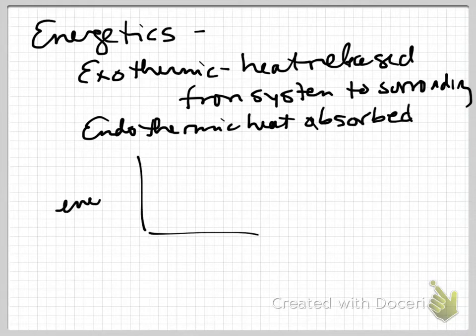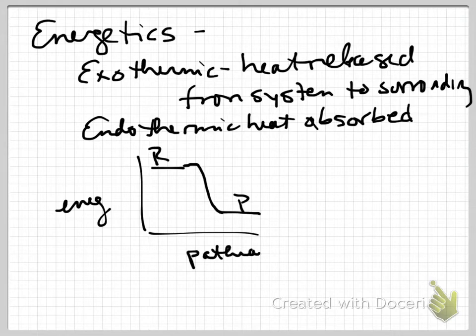We have energy, exothermic. This would be your reactants, this would be your products. This is your pathway. This is energy. Okay, this is exo. So your products end up at a lower energy level than your reactants.